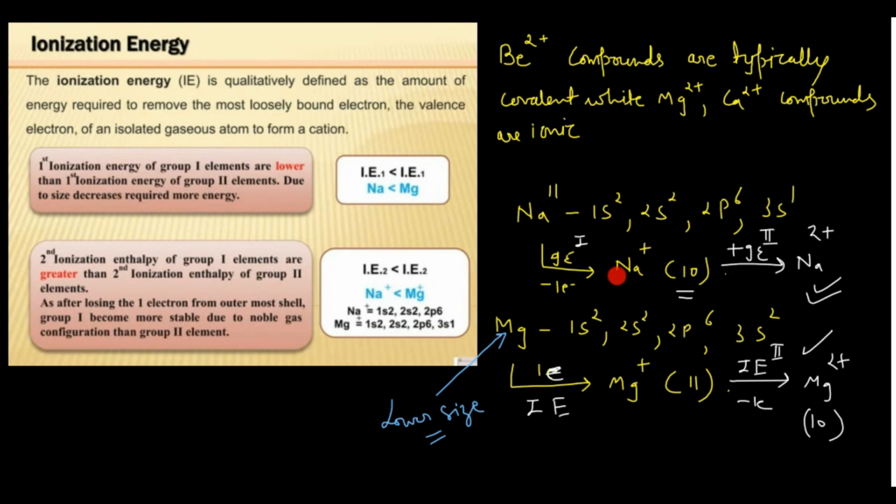So this is the thing which you should remember, which I have summarized here also. The first ionization energy of the group 1 elements is lower than the first ionization energy of the group 2 elements, due to the size. The second ionization potential of group 1 elements is quite higher when compared to the group 2 elements. The reason is what I have explained here. This is something very, very important which you all should know, especially beginners.